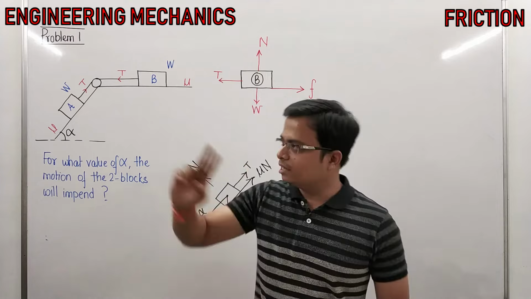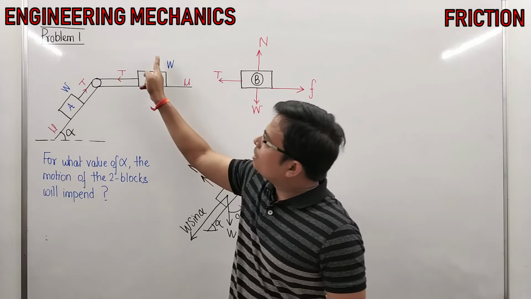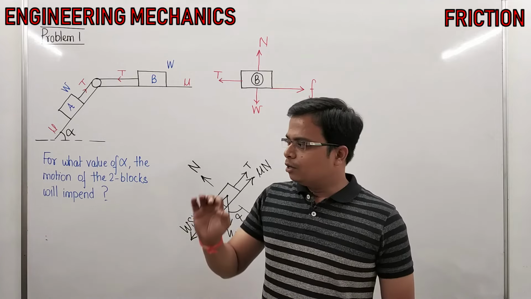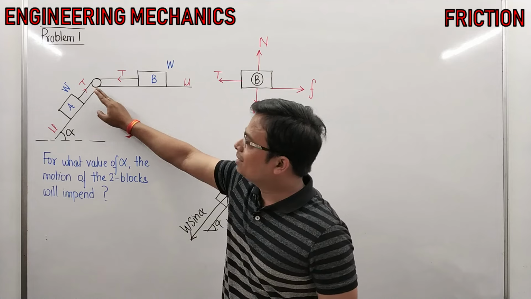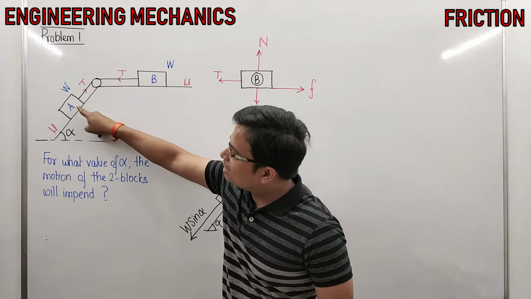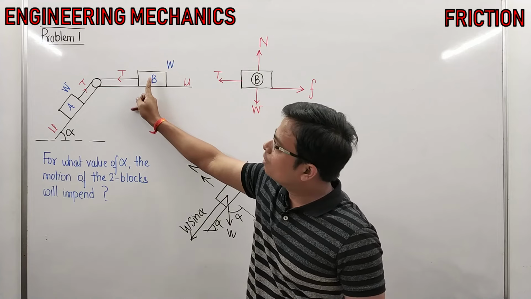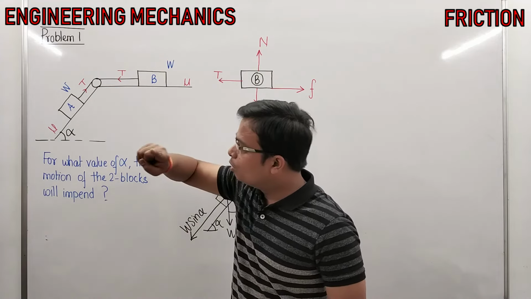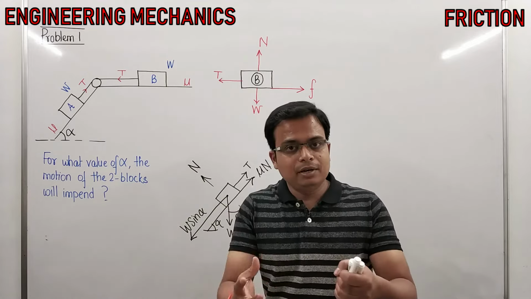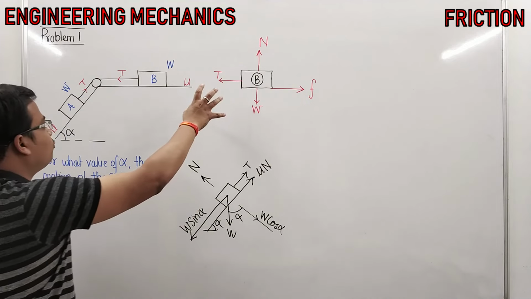Now you can clearly see that there are two blocks, block A and B. These two have the same weights. What we need to find is for what value of alpha the motion will impend, that is, the motion will just start. That means this block will start to move in the downward direction, and this block will start moving to the left. So for what angle alpha all of these things happen is something we need to work out. I've already made the free body diagram of these two blocks.